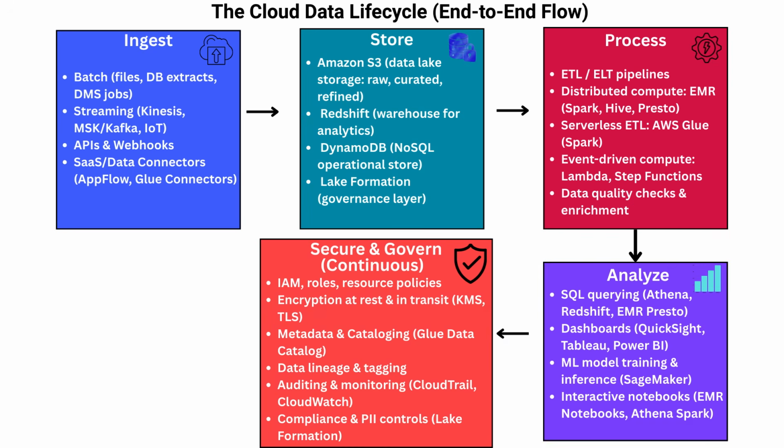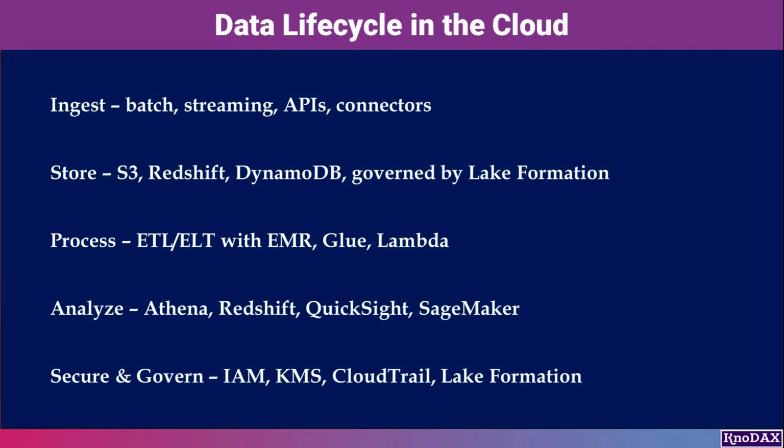Once processed, the data is ready for analysis. Services like Athena, Redshift, QuickSight, and SageMaker enable interactive queries, dashboards, and predictive modeling, all on top of the same governed data. Finally, we secure and govern every layer using IAM for access management, KMS for encryption, CloudTrail for auditing, and Lake Formation for centralized governance. Together, these stages form the complete data lifecycle in the cloud, and they define how data engineers design, operate, and optimize modern data platforms.